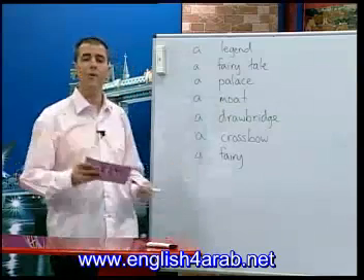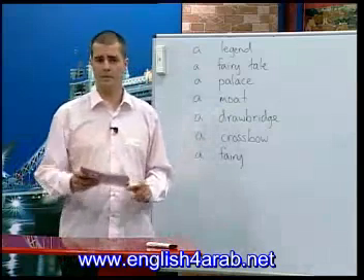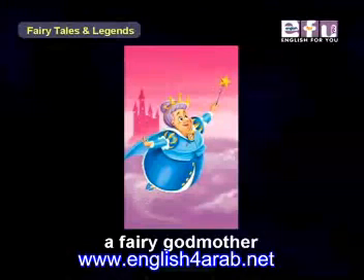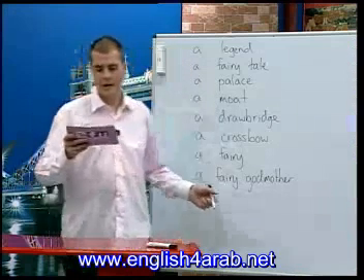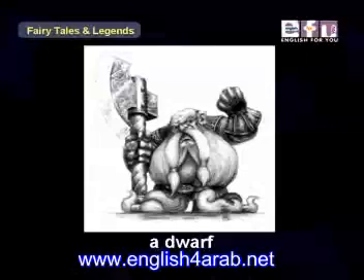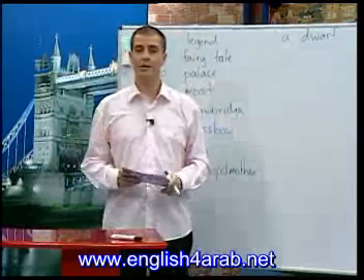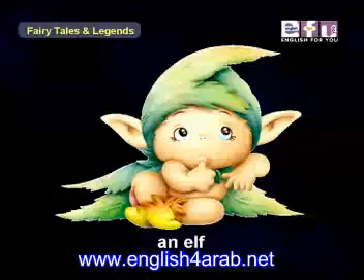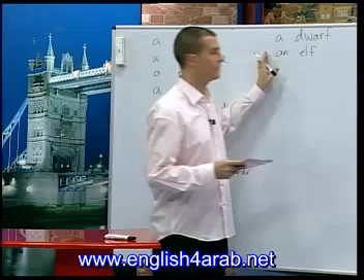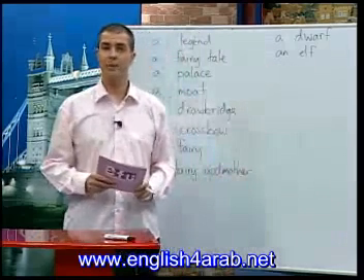A fairy. A fairy is a small imaginary creature with magical powers, and it usually looks like a small person. A fairy godmother is a woman who saves people from trouble. She's a magical creature. A dwarf is an imaginary creature that looks like a small man. An elf is an imaginary creature that looks like a small man with pointed ears.